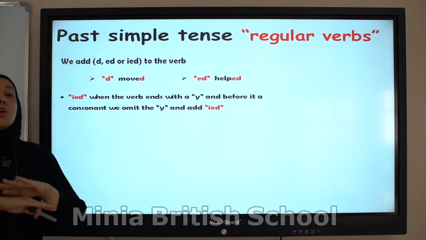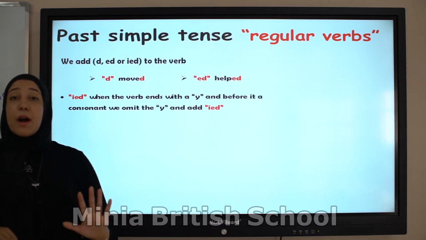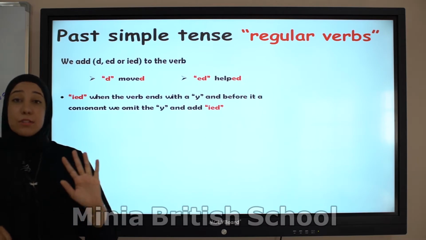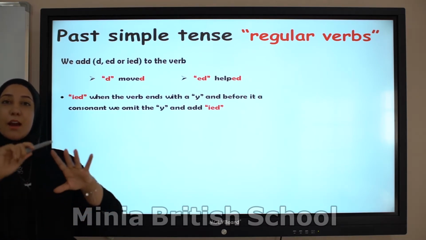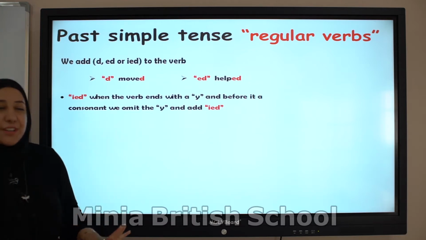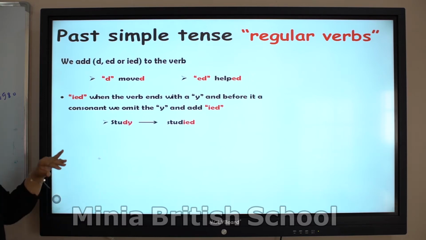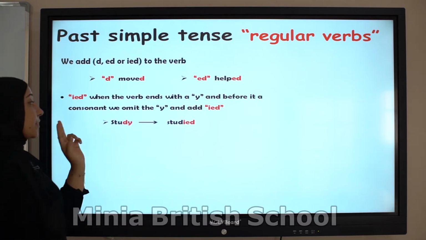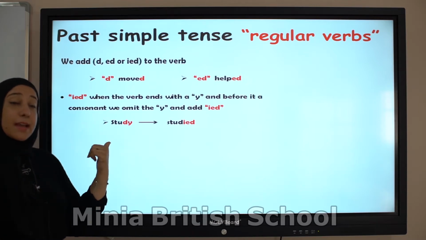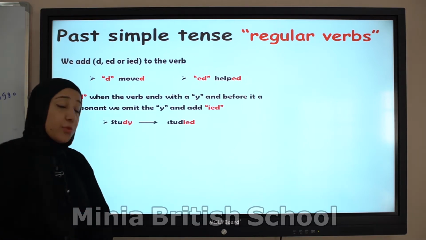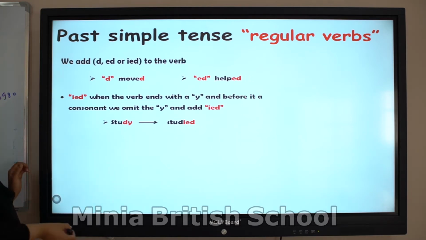We said that all the letters in English are consonants except 5 letters that are vowels. They are A, E, I, O, U. Good, clap yourselves. Give me an example for this. Study. It ends with Y, and before it D, a consonant, so I omit the Y and add I-E-D. Studied, excellent.